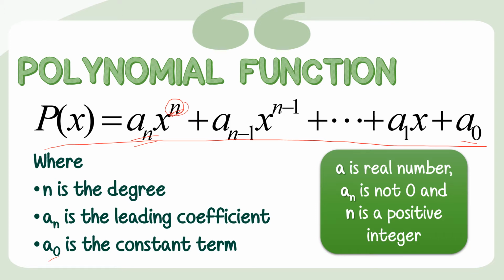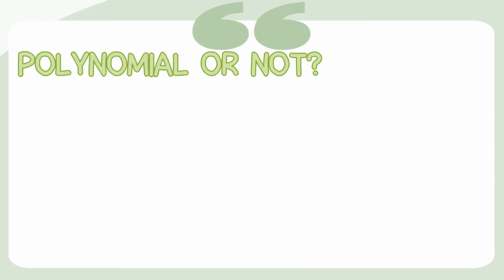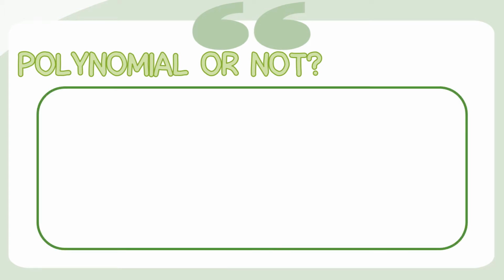Hindi rin pwedeng decimal, like 1.5, 0.3, ayan. Kailangan ay positive integer. And those are 1, 2, 3, 4, 5, 6, 7, 8, 9, 10, and so on and so forth. Okay? Now, let us determine whether the given expression is a polynomial or not. Let's have this one. 2x plus 1.